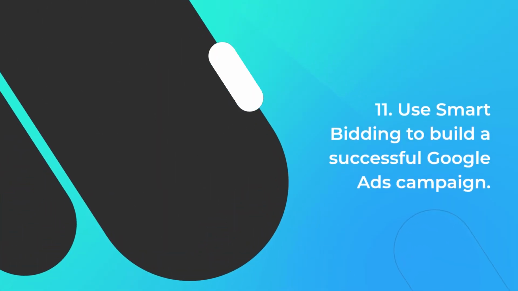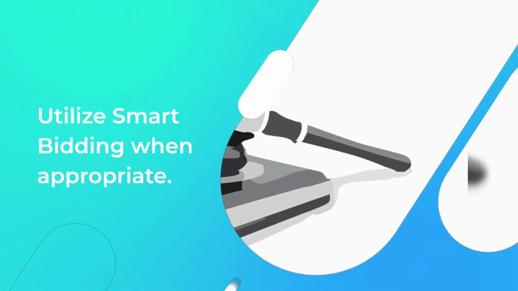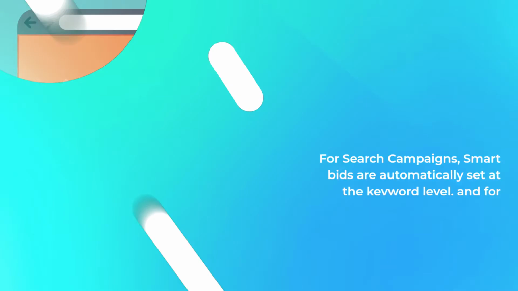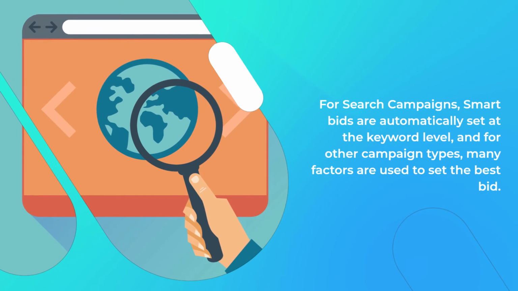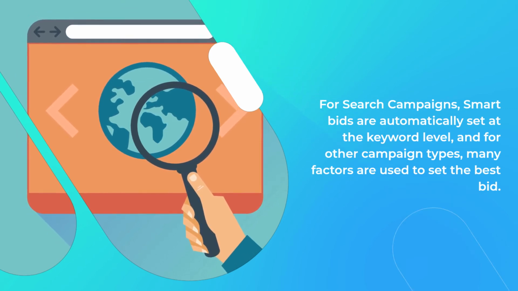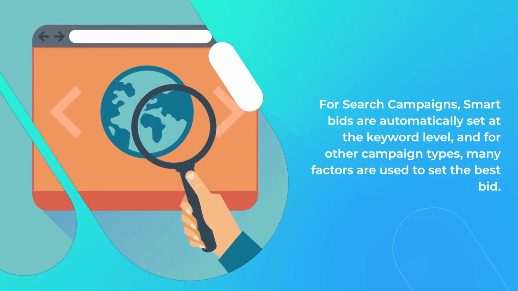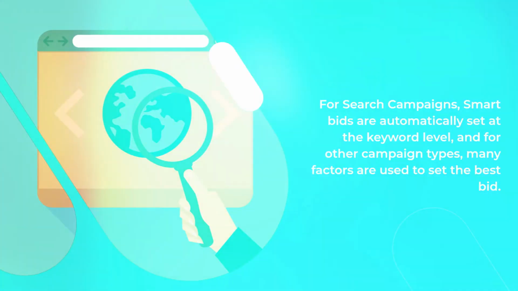11. Use smart bidding to build a successful Google Ads campaign. Utilize smart bidding when appropriate. For search campaigns, smart bids are automatically set at the keyword level, and for other campaign types, many factors are used to set the best bid.